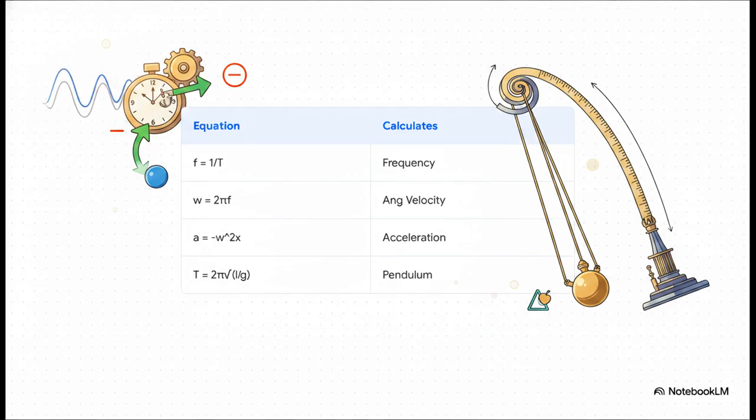For example, f equals 1 over T perfectly shows that inverse relationship between frequency and period we just discussed. Or, look at the acceleration equation right there. See that negative sign? That beautifully proves, mathematically, that the restoring force is always pulling you backward toward the center, opposite to where you're currently going. And lastly, T equals 2 pi times the square root of L over g. This simply tells us the period of a simple pendulum depends entirely on its length and the force of gravity.